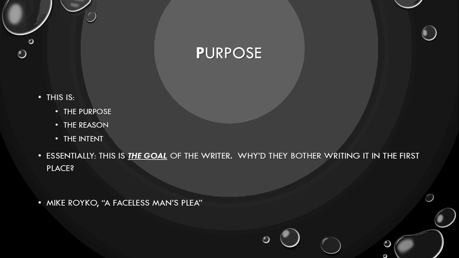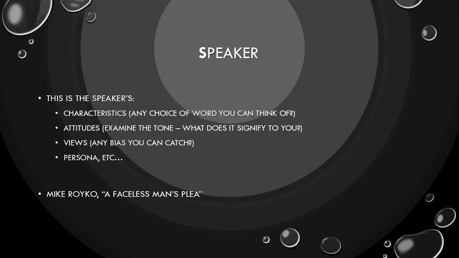It goes above describing, it goes above explaining, it goes above showing. Those verbs tend to be pretty limited. Now, finally, you are going to look at speaker. And speaker includes characteristics, so certain word choices that they would use, or attitude, the views, bias that they might present, subjective thoughts, and then the persona.